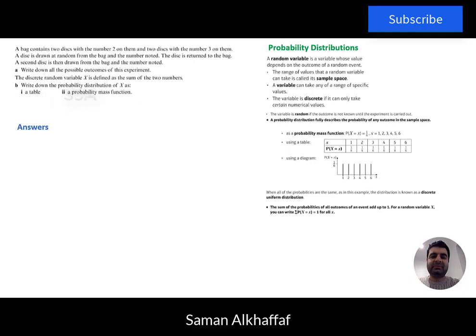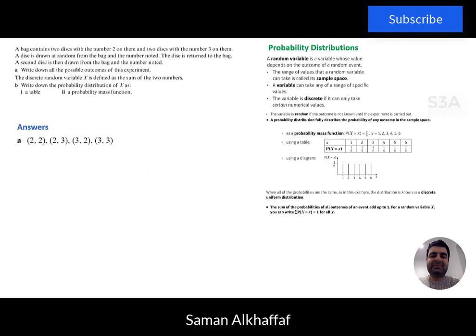In this example, a bag contains 2 discs with the number 2 on them and 2 discs with the number 3 on them. A disc is drawn at random from the bag and the number noted. The disc is returned to the bag. A second disc is then drawn from the bag and the number is noted. For part A, we need to write down all possible outcomes for this experiment. Because we have either number 2 or number 3, with 2 of each, we're looking at the possibilities shown. So either both of them are 2, or 2 and 3, or 3 and 2, or both of them are 3. So these are the possibilities we are looking at here.